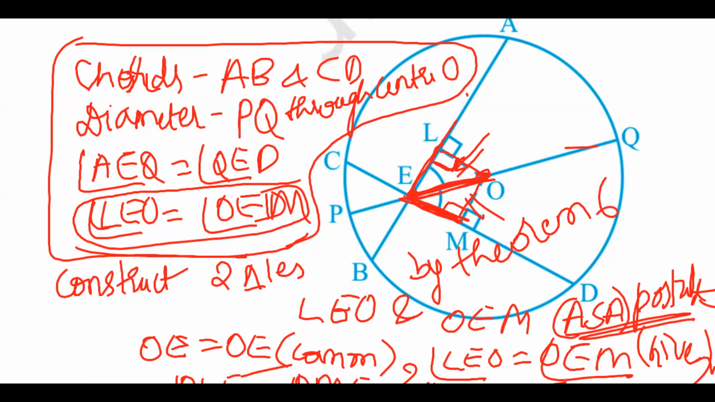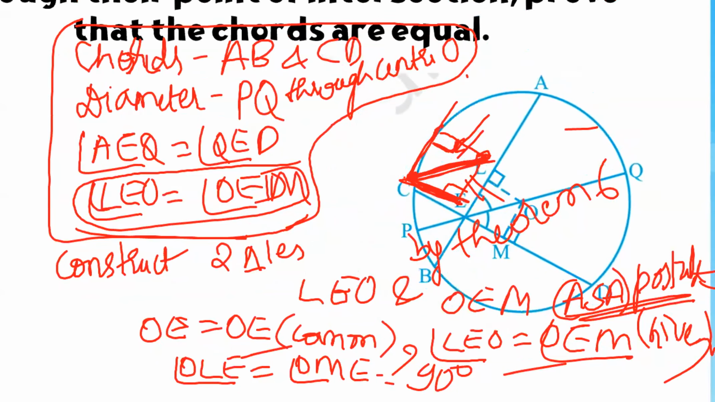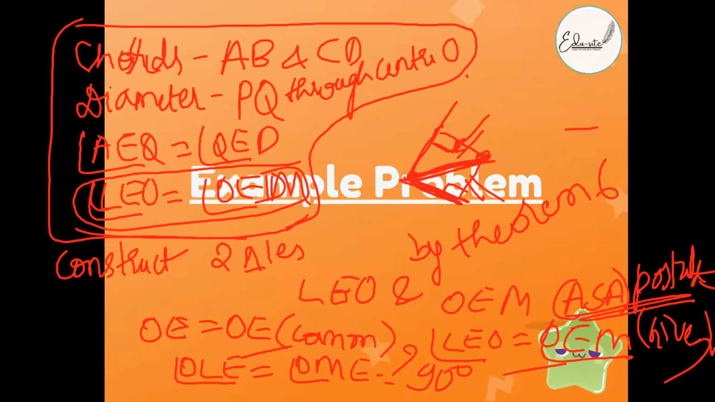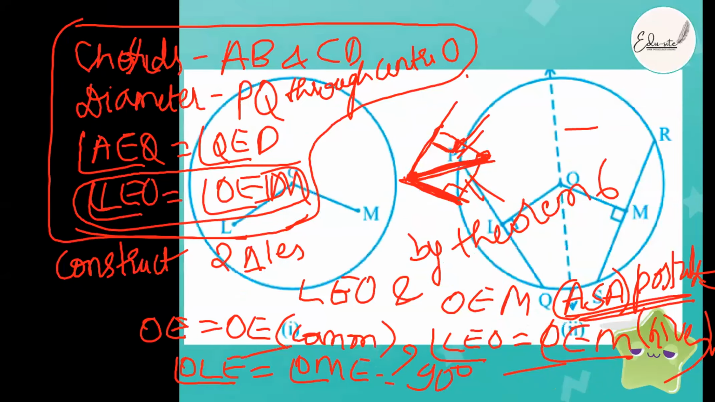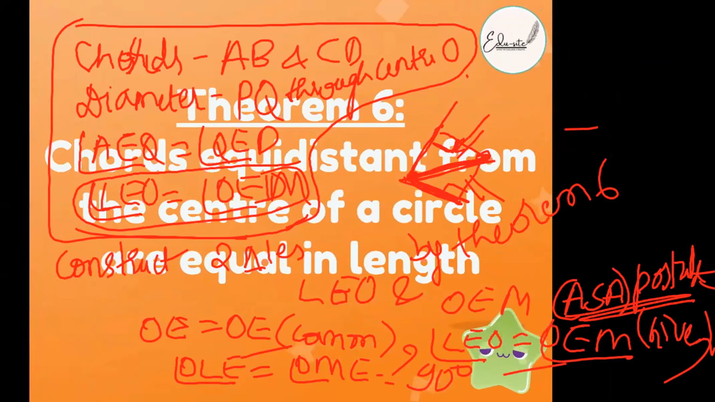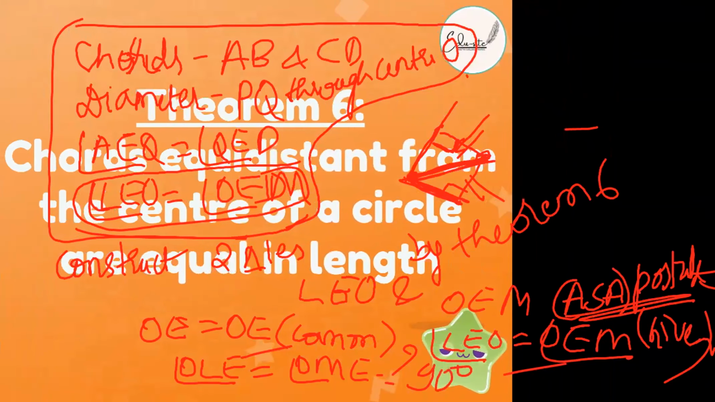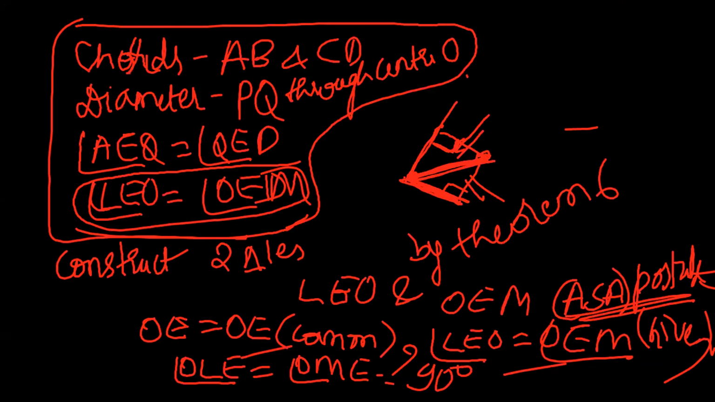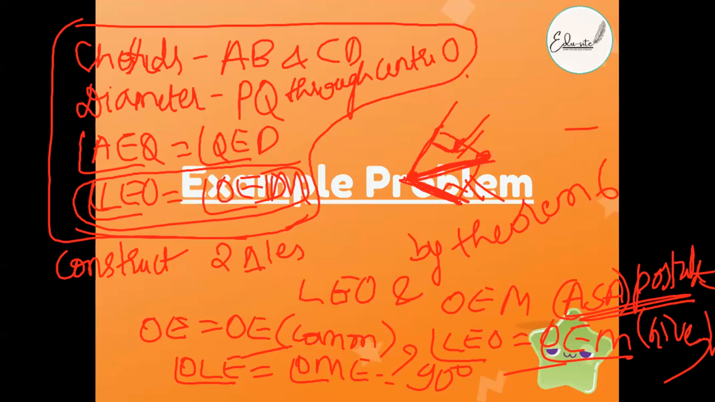Do you want me to turn the slides back? Let's just see what is in the previous theorem number 6. Theorem number 6 states that the chords equidistant from the center of the circle are equal in length, right? If the chords are equidistant, the distance is equal, then the chords are equal in length. So the theorem number 6 is the proof for this.